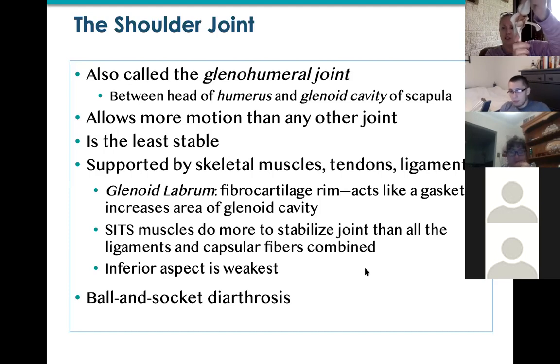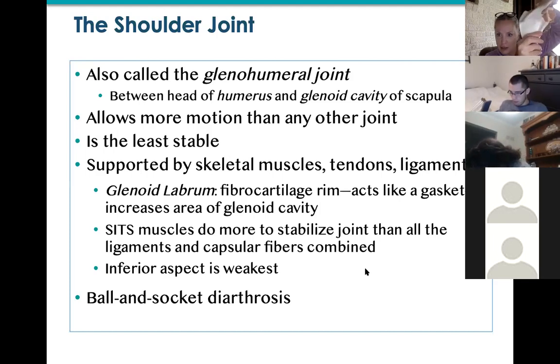And then if we look out to the lateral side of the scapula, you'll see that it has the shallow depression, which is called the glenoid fossa or the glenoid cavity. And the head of the humerus will fit in this glenoid cavity. And this will allow the humerus to rotate around in here.